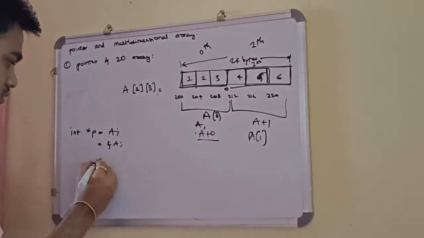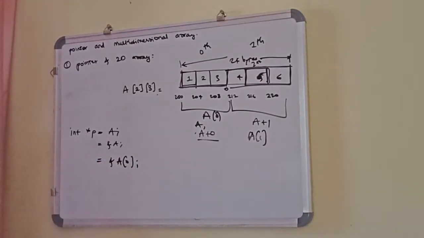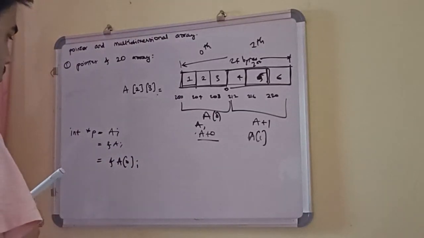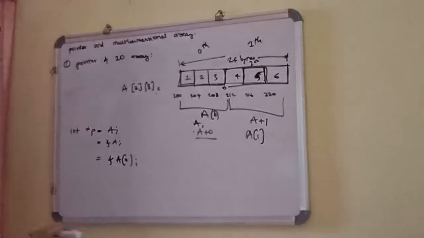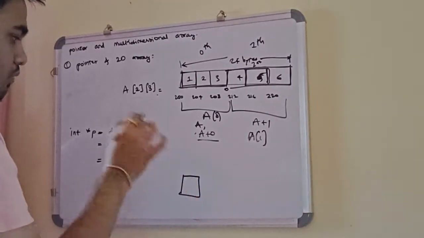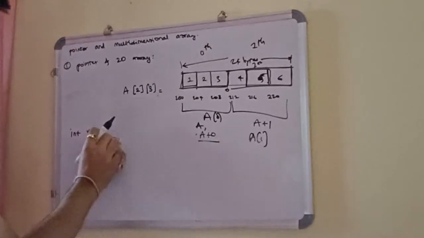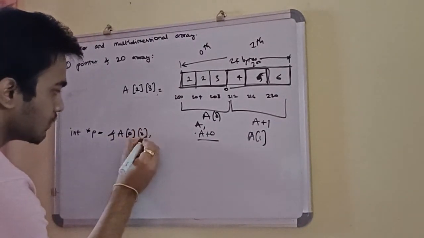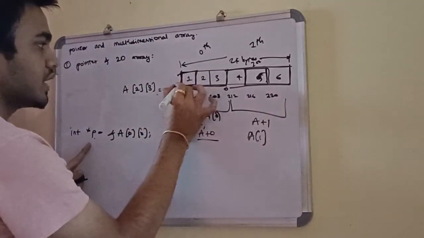This is also wrong, and this is also wrong. Now these three things are completely wrong. So this integer pointer p wants to point to some single block of type integer, and for that there is only one valid way, that is address of a of 0 of 0. That means p is pointing to the first block of the 2D array.